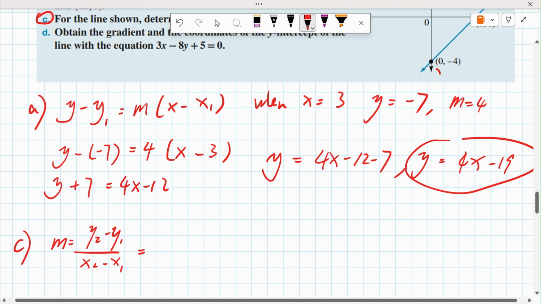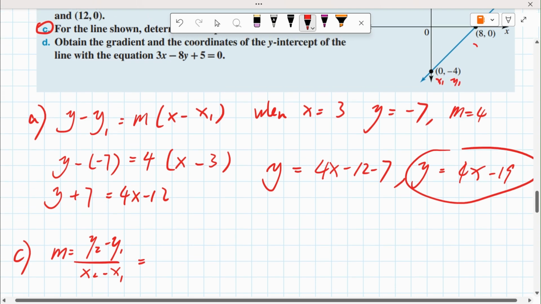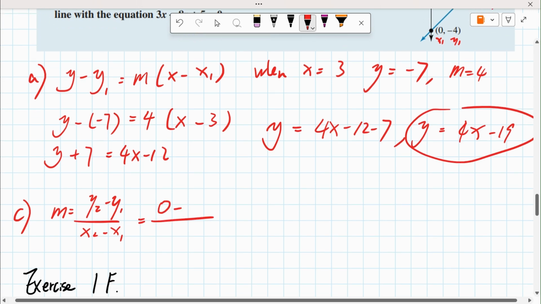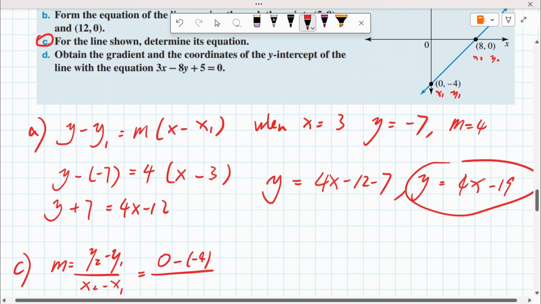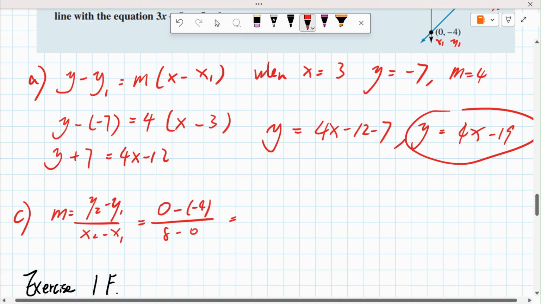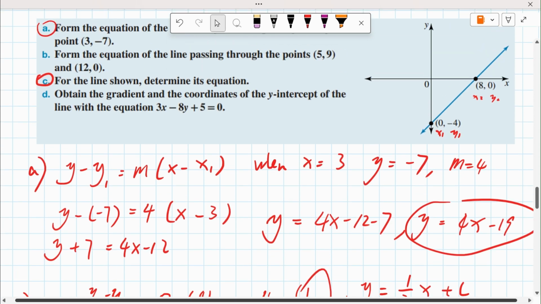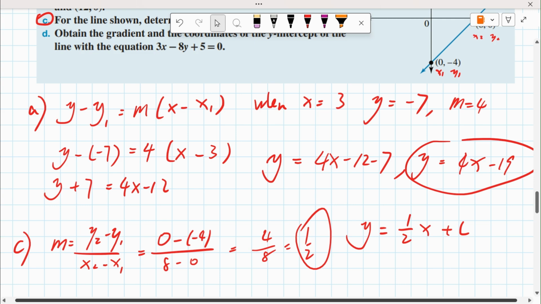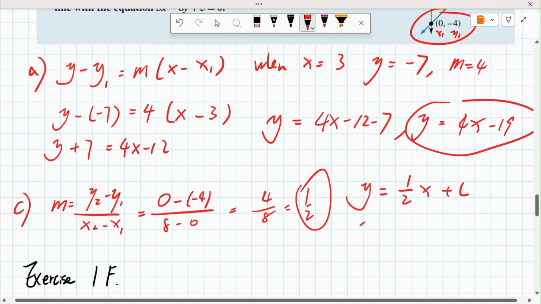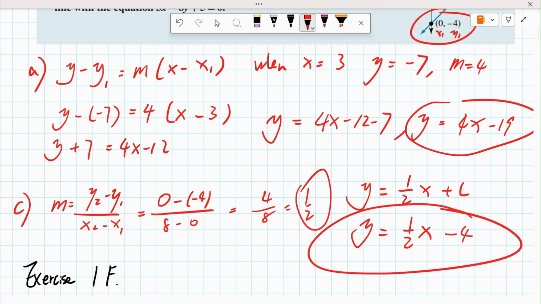We say x1, y1, x2, y2, which is 0 minus -4 and 8 minus 0. So minus becomes plus, so it's 4 over 8, which is half. We find the gradient equal to half. Now we say y equal to half x plus c. We know the y-intercept, which is (0, -4). So we can say y equal to half x minus 4, and that will be your equation.